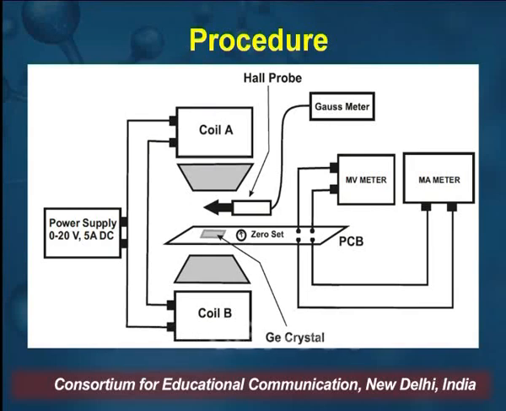These two terminals are connected with the ammeter, and the two other terminals are connected with the voltmeter, so that by changing the current we can measure the voltage by fixing the magnetic field, and that magnetic field can be measured by the Hall probe. The specimen is the germanium crystal; the current will be supplied to this specimen and the voltage will be developed, and that we can note through the voltmeter.